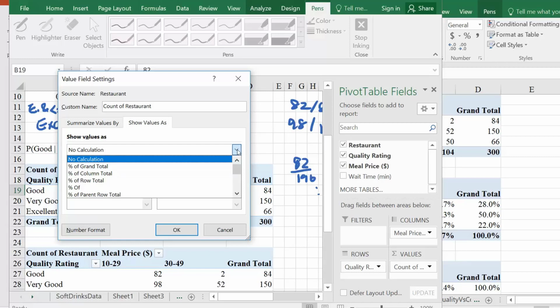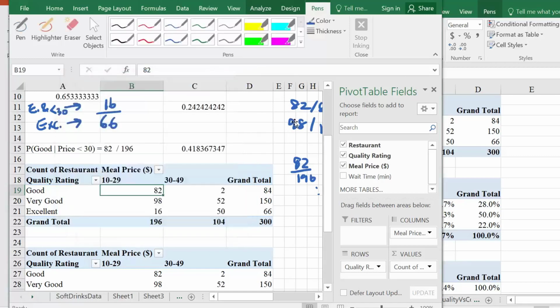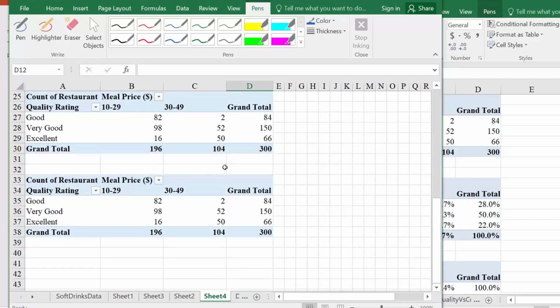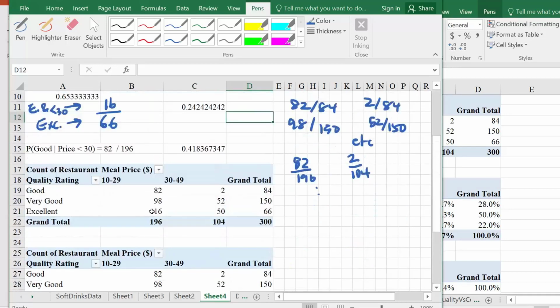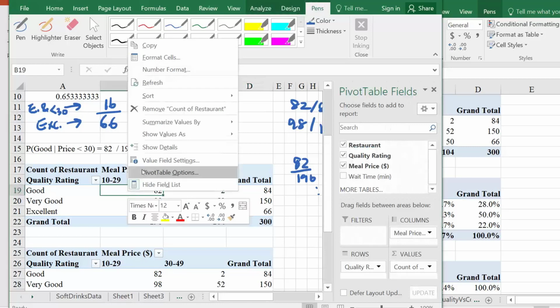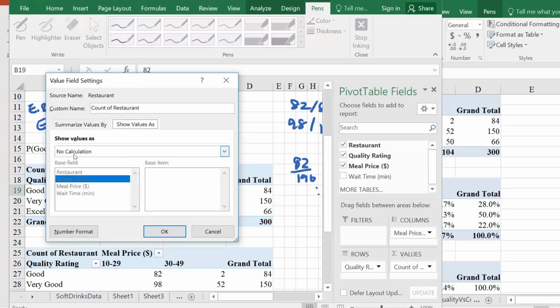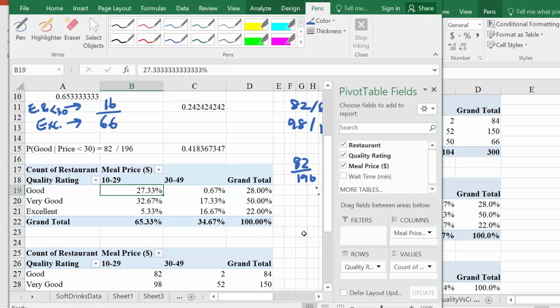If I want joint probabilities, remember what we did here. I divide by the grand total. So I'm going to go over this one, value field settings, and then show values as the grand total, and then okay.